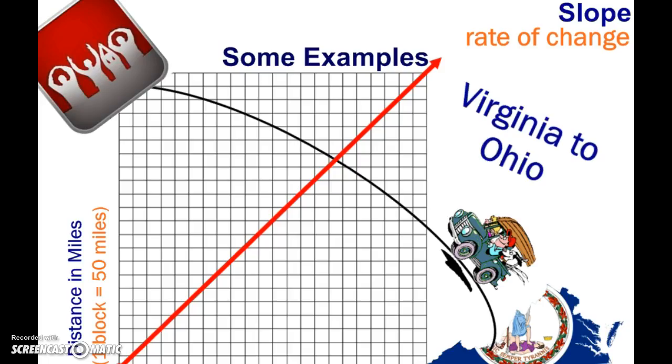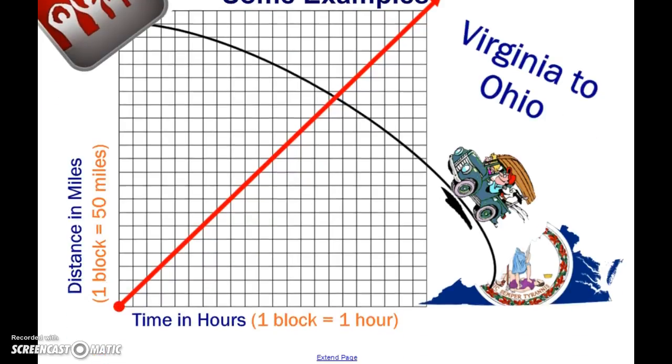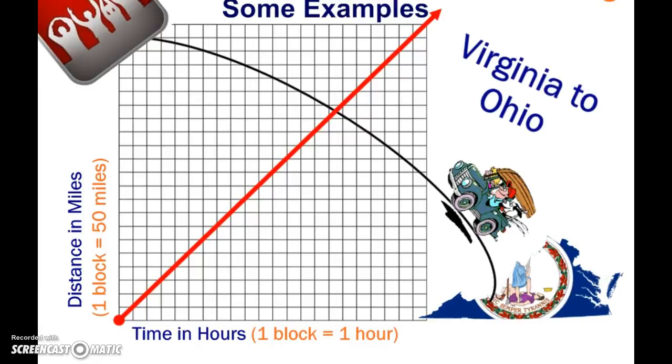Well, rate is how fast you are traveling. For example, for me to go back to Ohio, it's how fast I would be traveling. It says here, it is important that you notice the units for the y and the x. In this case, each block is 50 miles going vertically in the y, and each one represents 1 hour going horizontally, the x-axis.